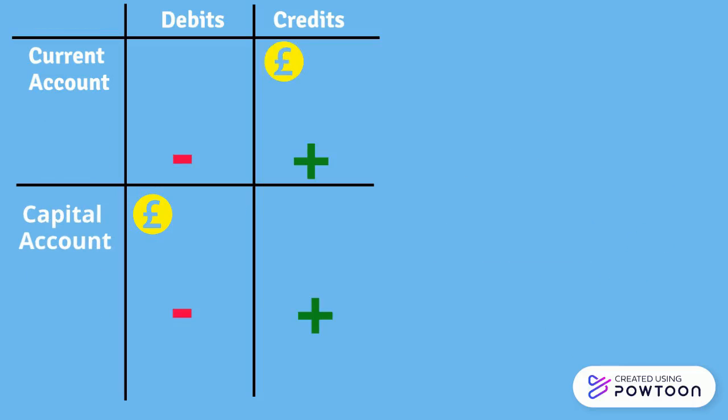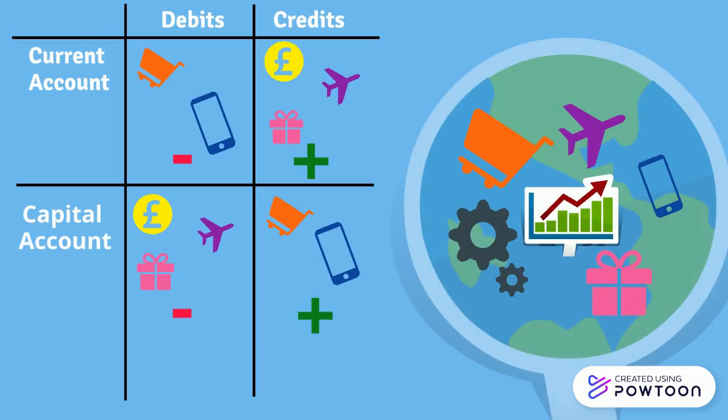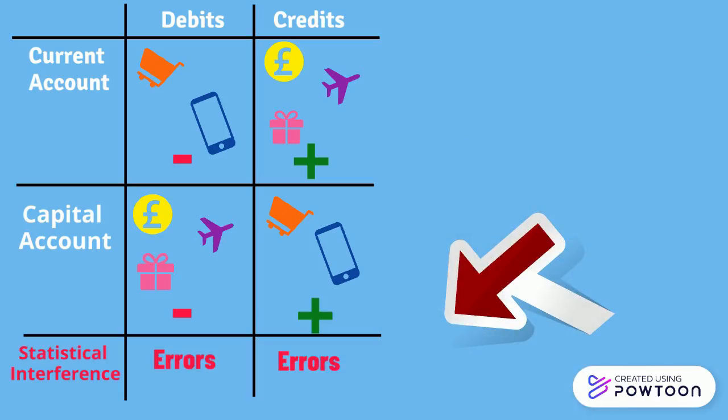In reality, the volume of data in the balance of payments is so vast that a perfect match is unlikely. Therefore, there is also a statistical discrepancy section in the balance of payments to represent errors in the account.